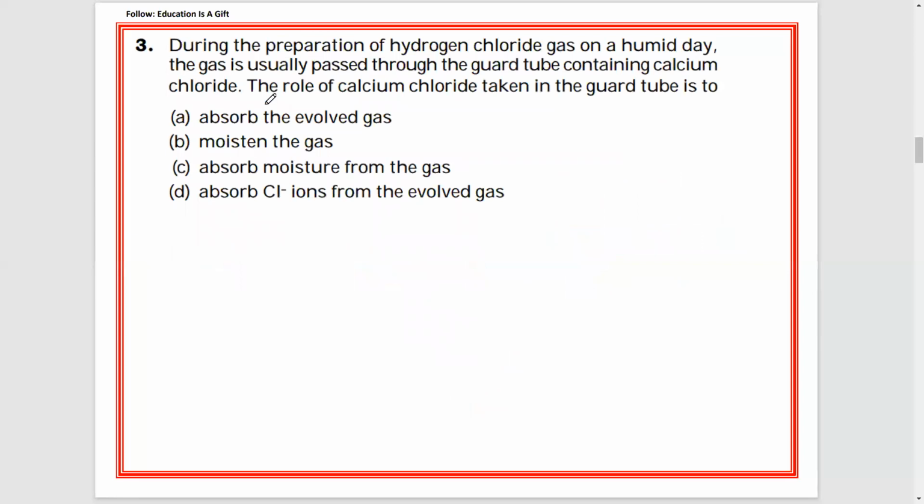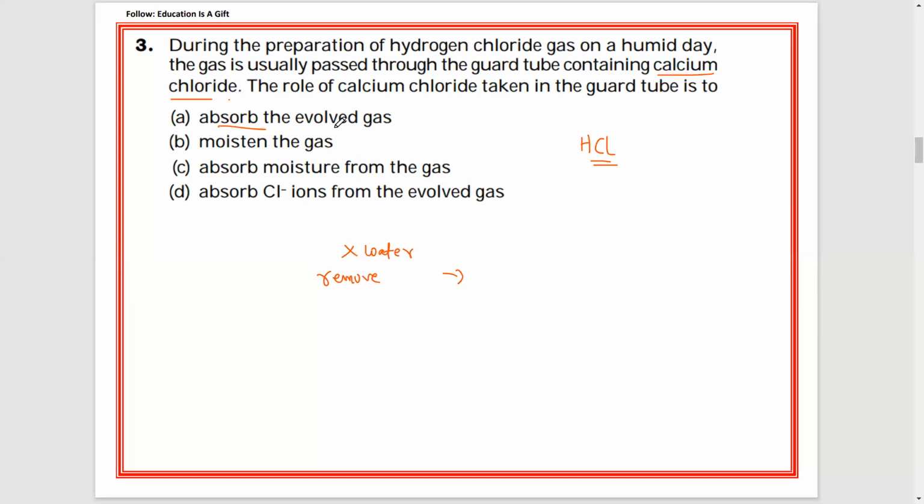Number 3, during the preparation of hydrogen chloride, guys, hydrogen chloride or hydrochloric acid, both are the same. On a humid day, the gas is usually passed through the guard tube containing calcium chloride. The role of calcium chloride taken in the guard tube is to. So why will they be passing that hydrogen chloride gas through calcium chloride? First of all, we need to get dry hydrogen chloride gas. Dry in the sense there should not be any water traces in that. So to remove water, we need to use that calcium chloride.